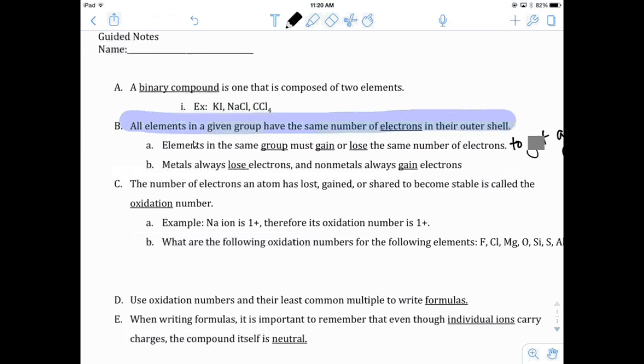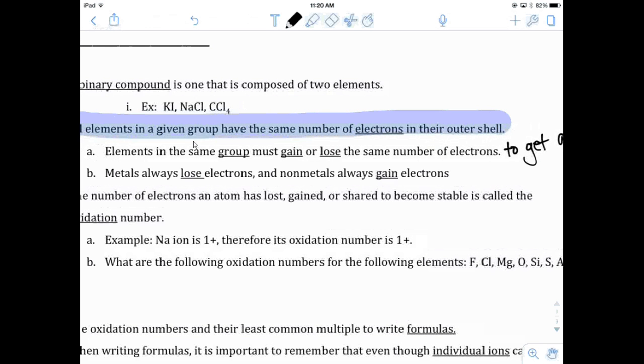So if they all have 2 electrons, say it's in group 2, all elements in group 2 have 2 electrons, well, they all have to lose those 2 electrons in order for that next level to be full. So they're all going to gain or lose the same amount of electrons in order to have a full outer shell, since they all have the same full outer shell. Now, a tip here is that metals will always lose electrons. Non-metals, especially when we talk about ionic bonding, will gain electrons.